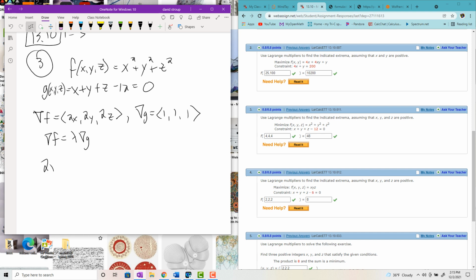All right, so equating components, I get 2x equals lambda, 2y equals lambda, 2z equals lambda. So just multiplying, the gradient of g times lambda, you get lambda, lambda, lambda.